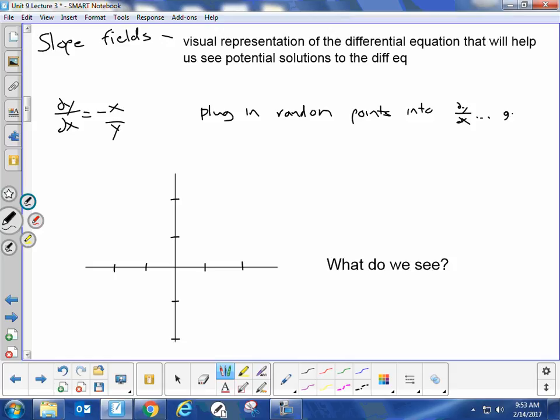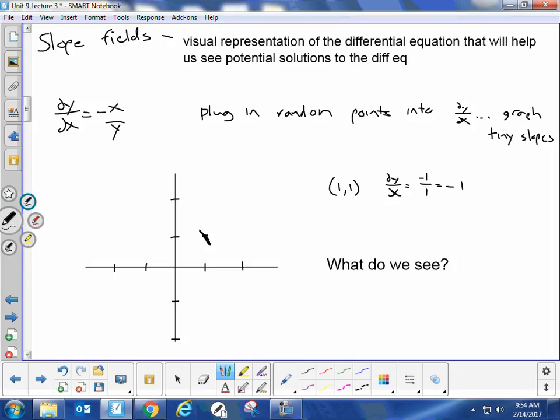And then we are going to graph their tiny slopes. Yep. Literally. For example, the point (1, 1). If I plug (1, 1) into dy dx, and I just pick this point randomly, I'll get negative 1 over 1, which is negative 1. At the point (1, 1), my equation must have a tangent slope that is negative 1.